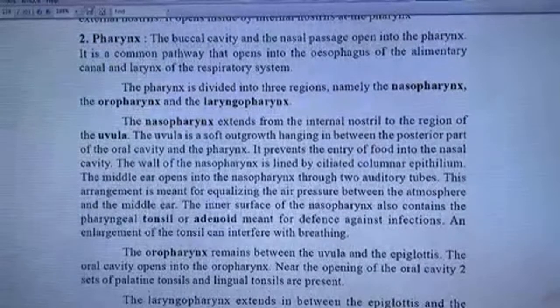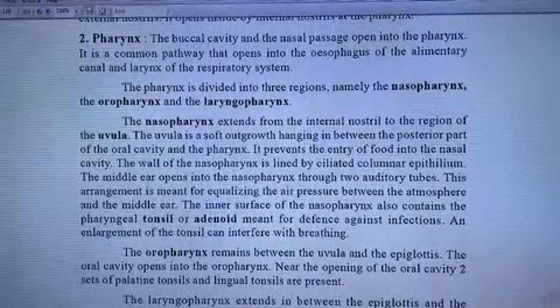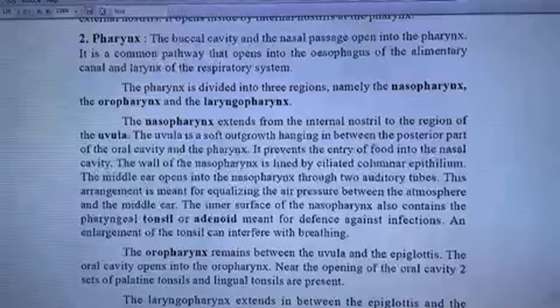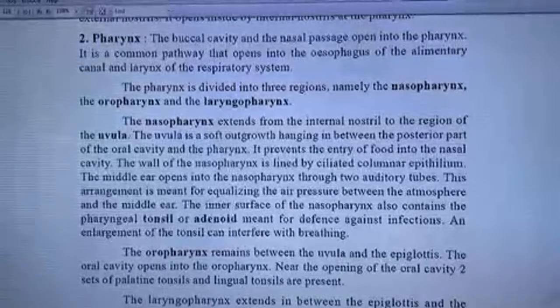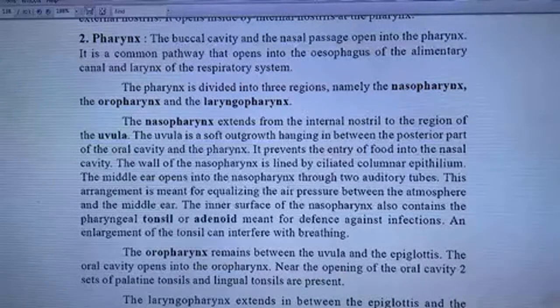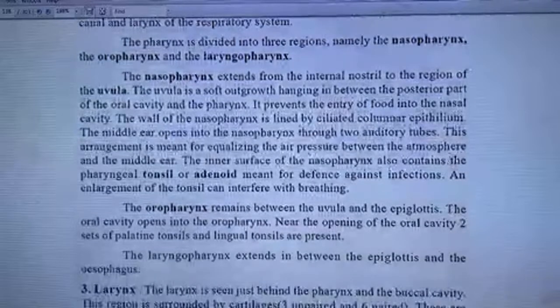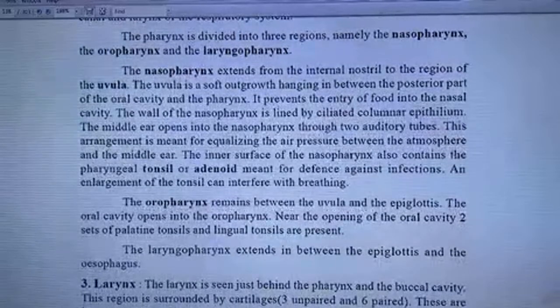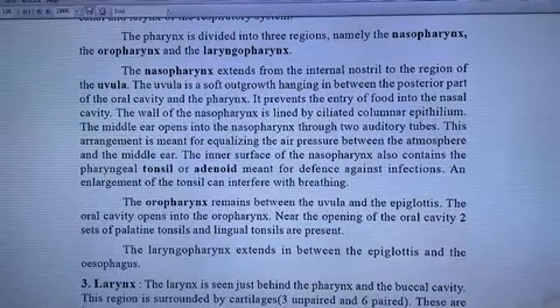Pharynx. The buccal cavity and the nasal passage open into pharynx. It is a common pathway that opens into the esophagus of the alimentary canal and larynx of the respiratory system. The pharynx is divided into three regions, namely nasopharynx, oropharynx, laryngopharynx.